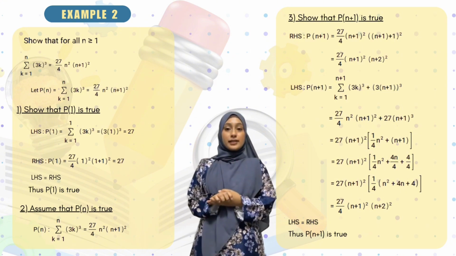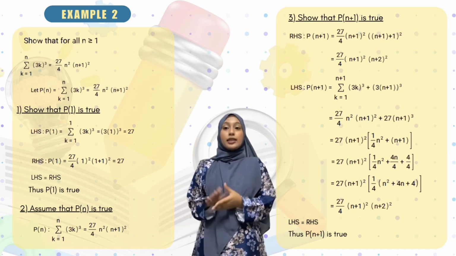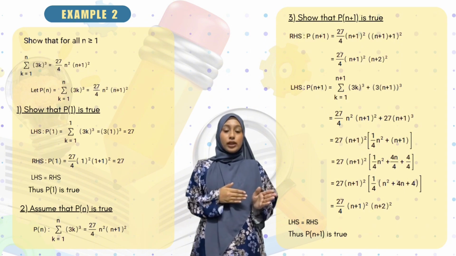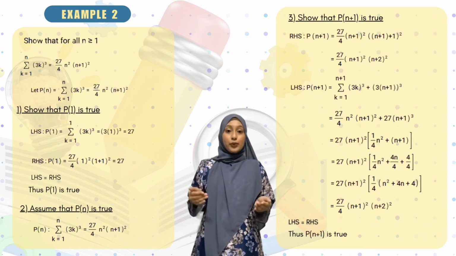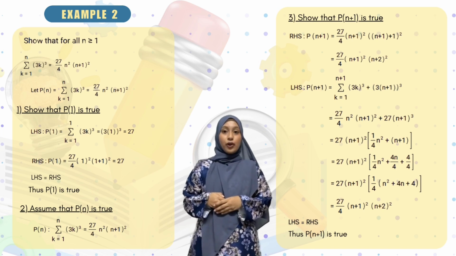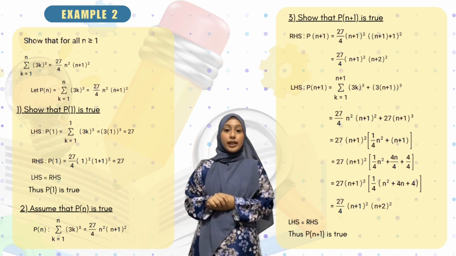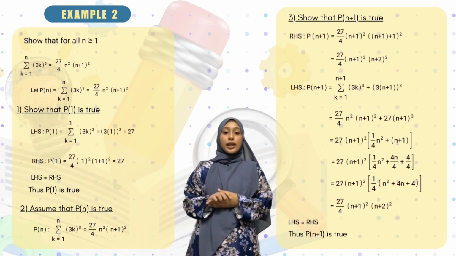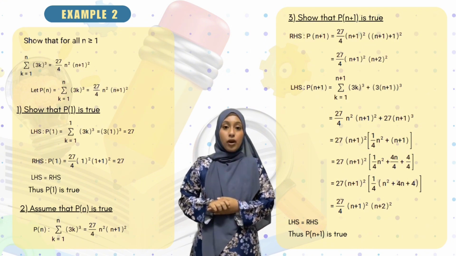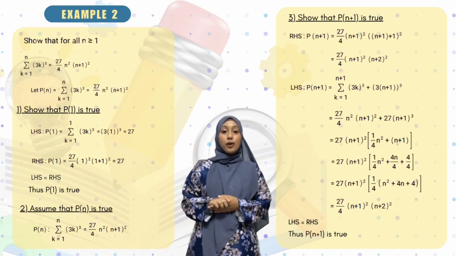First, we check the base case when n equals 1. The left side becomes 27 and the right-hand side also gives 27. So, P1 is true. Next, we assume the statement is true for n. So, the summation from k equals 1 to n of 3k to the power of 3 equals 27 over 4, n to the power of 2 times n plus 1 to the power of 2.